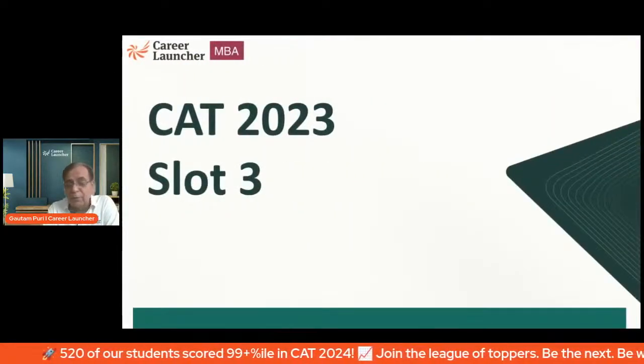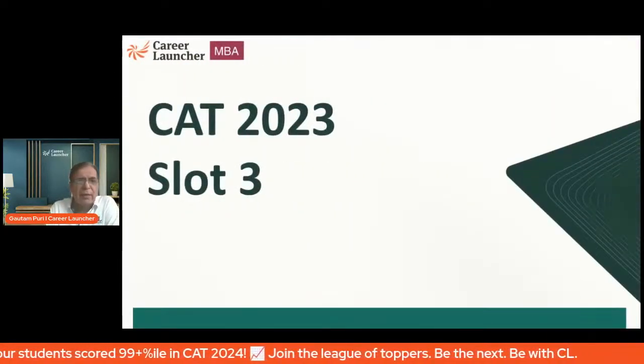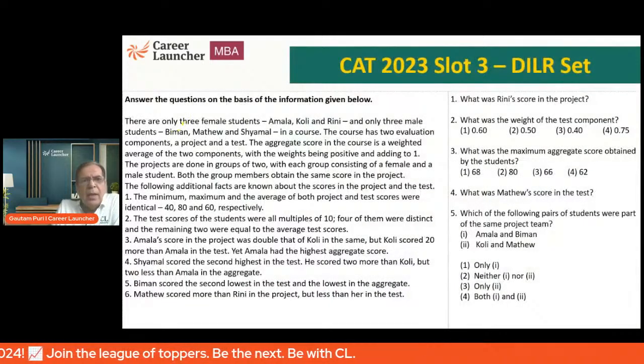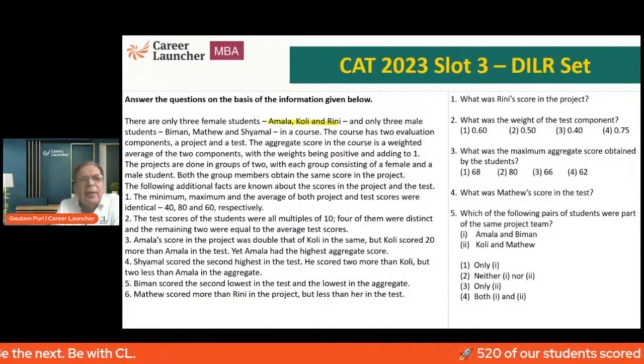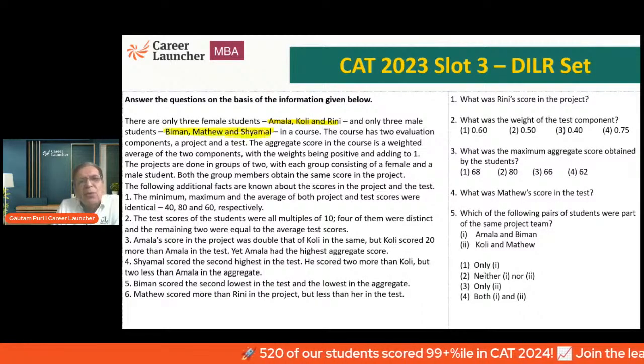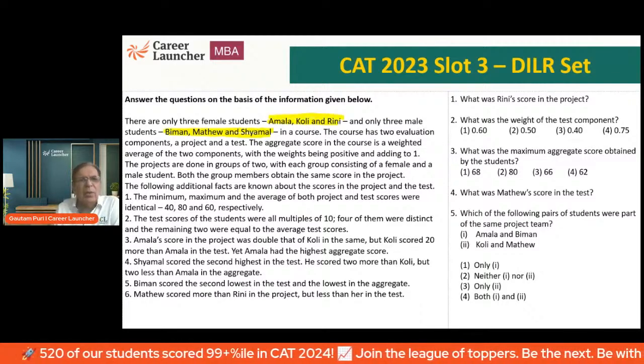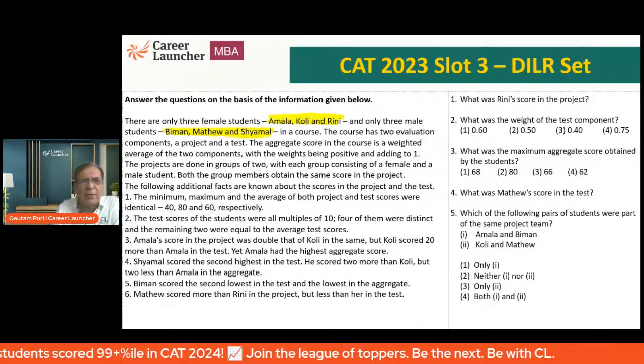And we are picking up a set from CAT 2023. There's a slot. Okay? Let's look at the data first. There are only 3 female students, AKR, and there are only 3 male students, BMS. मेरे को ये नाम बहुत अच्छे लगते हैं जब initials अलग होते हैं, because then I don't need to worry about the full name, so I only go with the initials. So initials are AKR and BMS in the course.